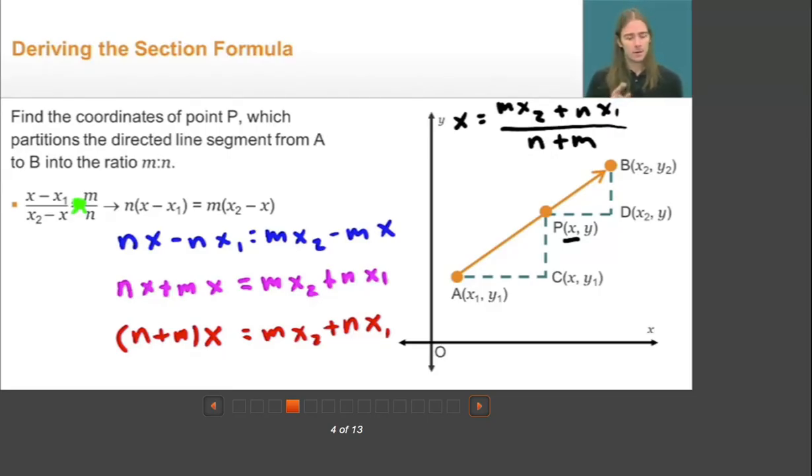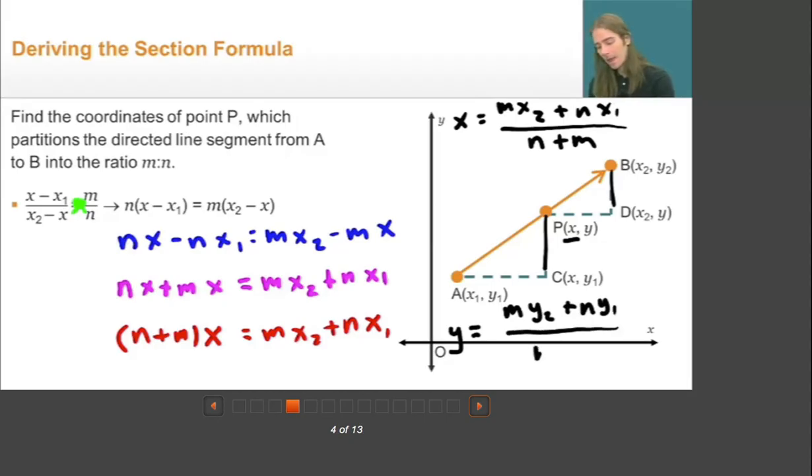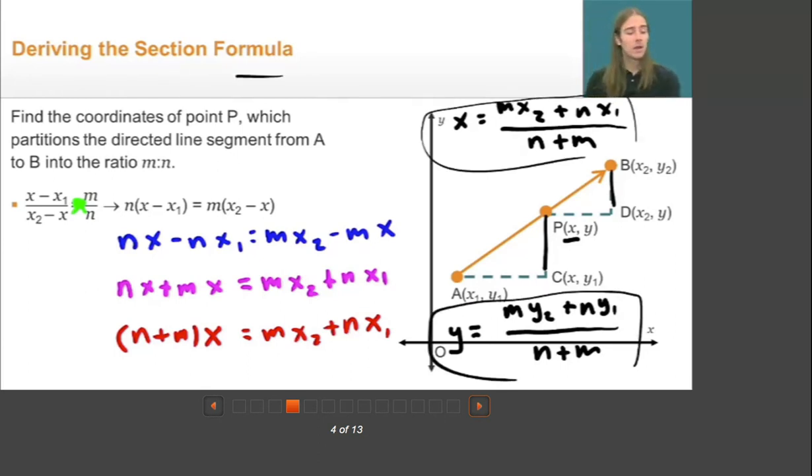I could have worked in a very similar way, specifically with these line segments, in order to find y. When I do that, I would discover that y is equal to m y2 plus n y1, and that'll all be divided by n plus m. So there you have it. We found the x and y coordinates of point P, and that actually gives us the section formula.